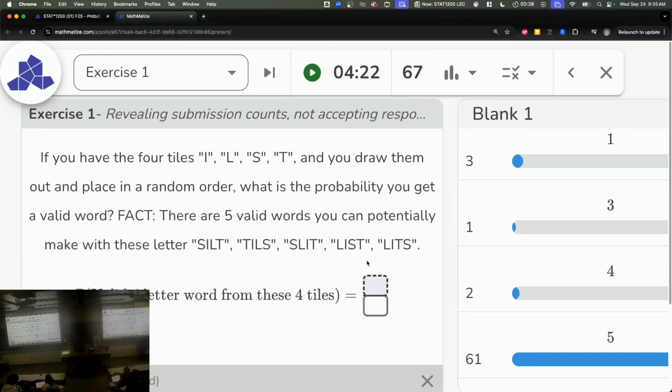So how many different words are there? How likely is each individual word? That's the hard part to figure out in this problem. And that's going to lead us to a nice idea. This kind of thing is sometimes called combinatorics or counting, because we're counting the number of total possible 4-letter combinations of these 4 tiles. Let's see what you guys said.